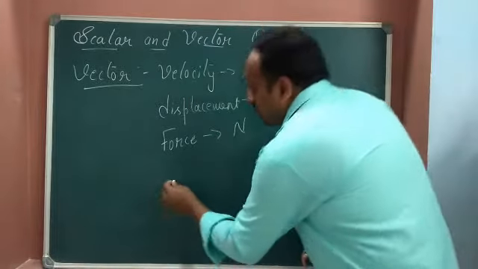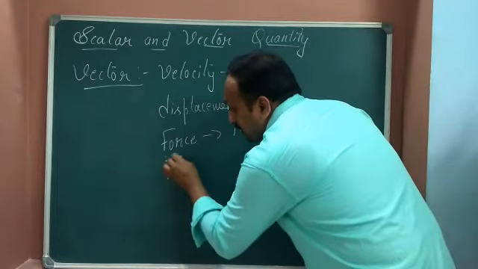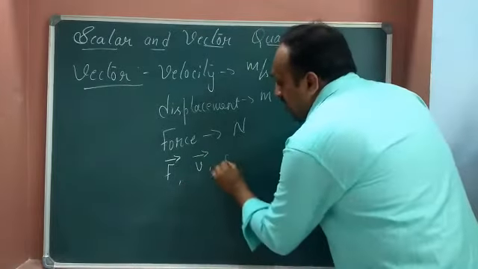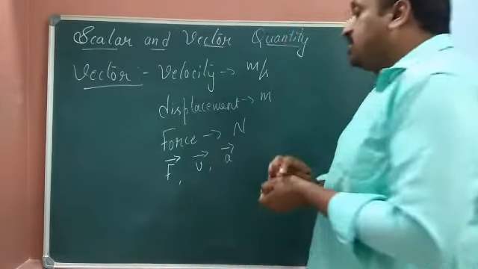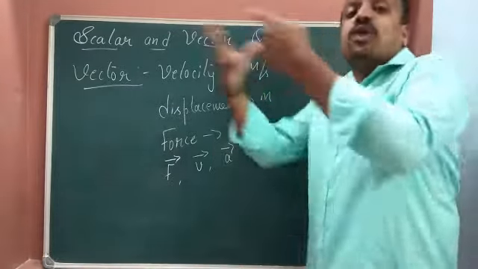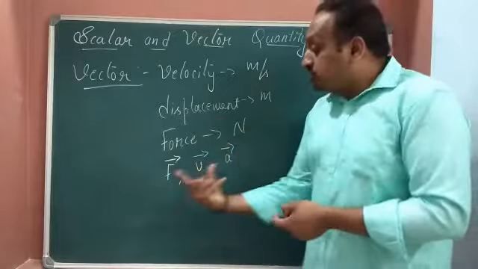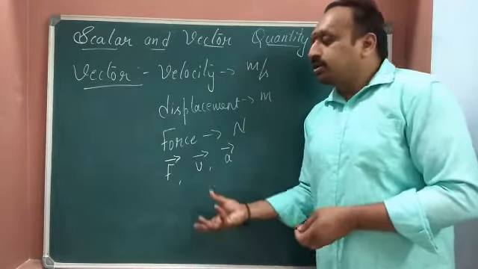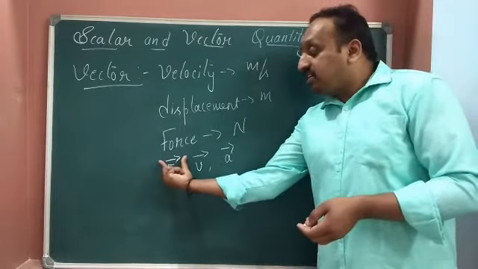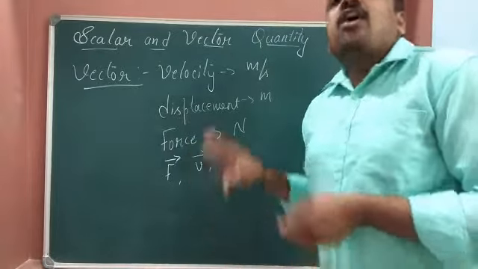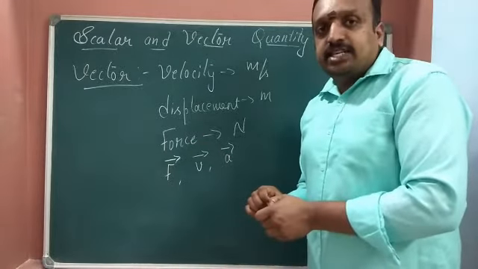See here, the force F with an arrow mark, or v with an arrow mark, or acceleration with an arrow mark. So it is very clear that to represent a vector quantity, we use this arrow mark. Anyway, if you observe a physical quantity marked with an arrow mark, that indicates that it is a vector quantity.